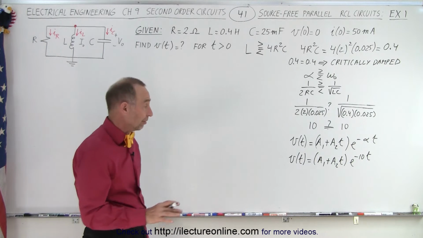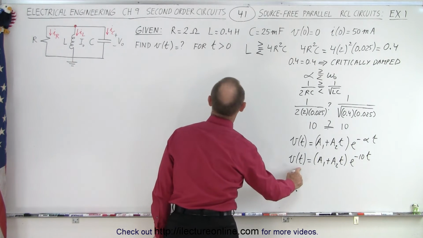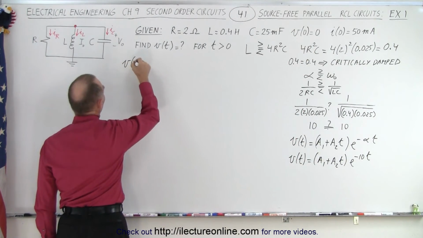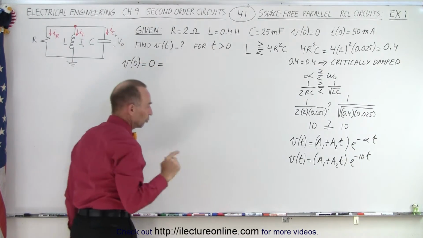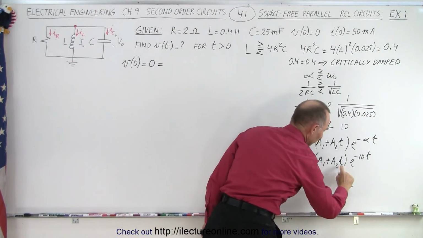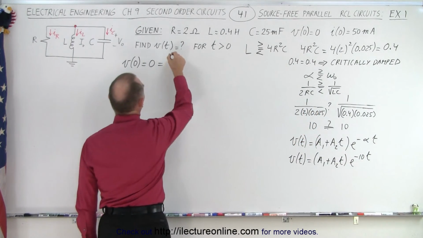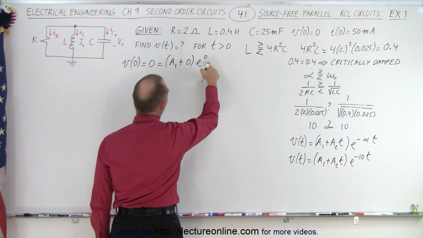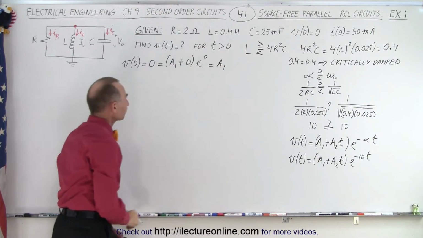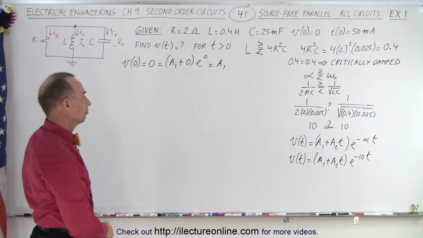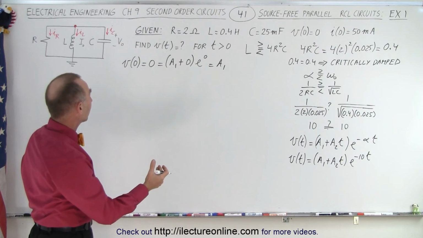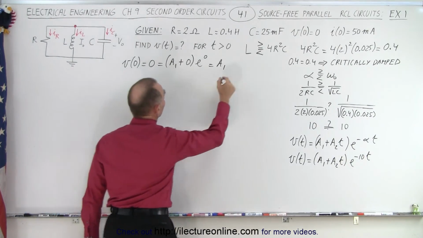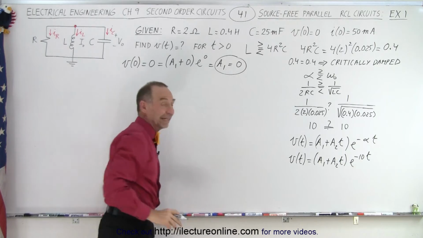One way is to figure out what the voltage is when time equals 0, and I believe that's given. Right here, they tell us it's equal to 0. So the voltage when time is 0 is 0, which equals, plugging in 0 for all the t's, A1 plus 0 times e to the 0, which is 1, so this is simply A1. That means A1 is 0. Yes, it is. So we don't have an A1 in there.